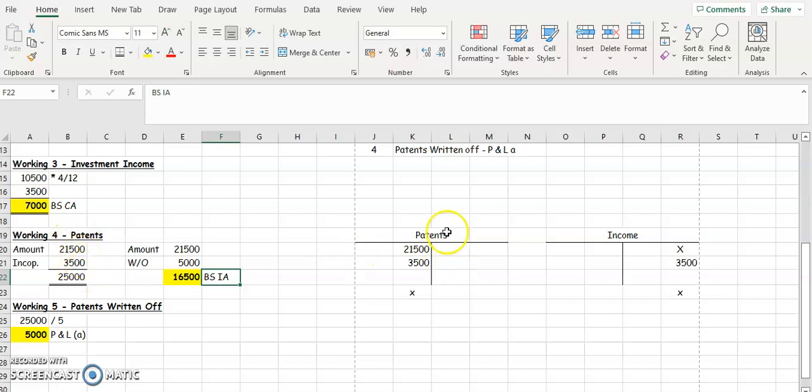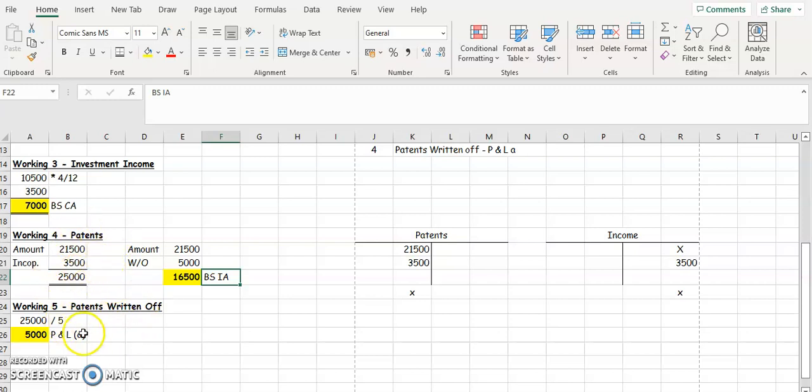Why do we add it on? Because of the double entry. So income is on the credit side, patents is an asset, so it's on the debit side. So the 3,500 goes on the credit side of the income account. The double entry then goes on the debit side of the patents account. That's why we're adding it on.